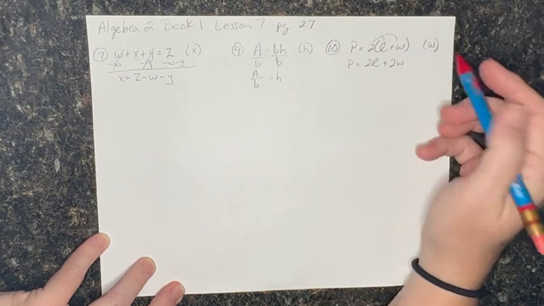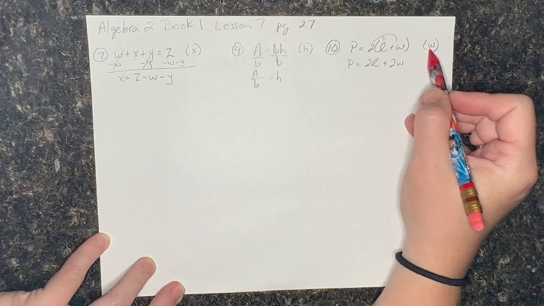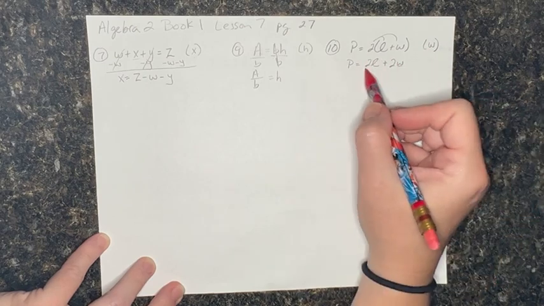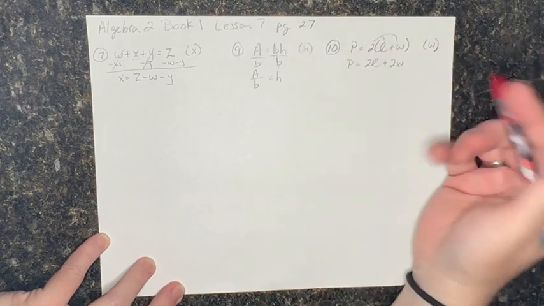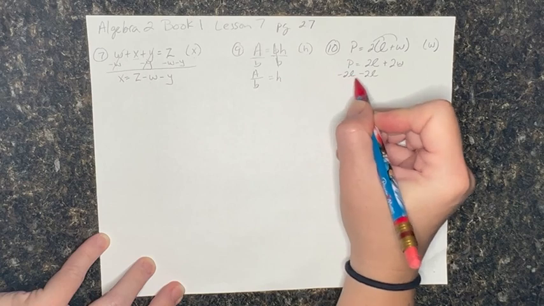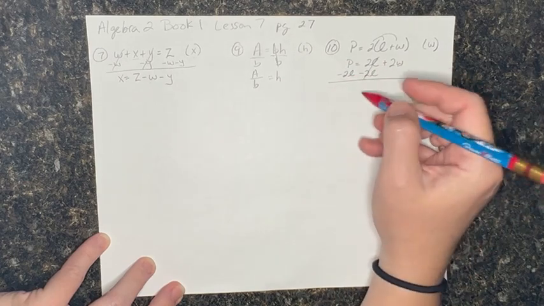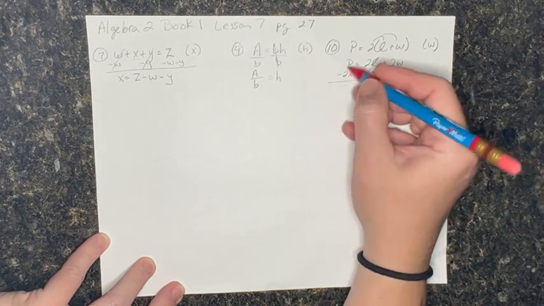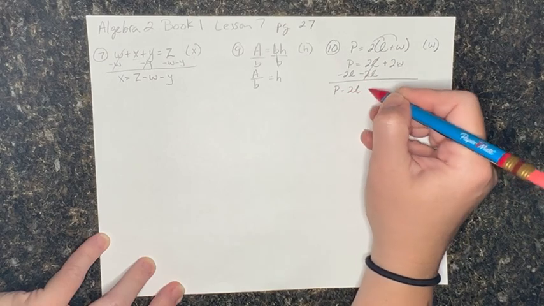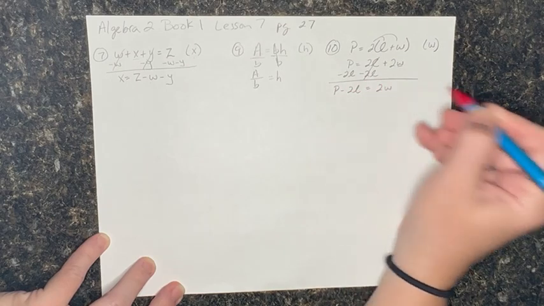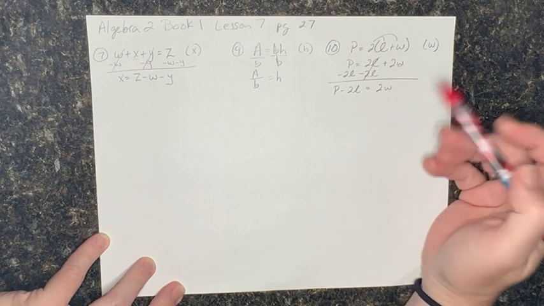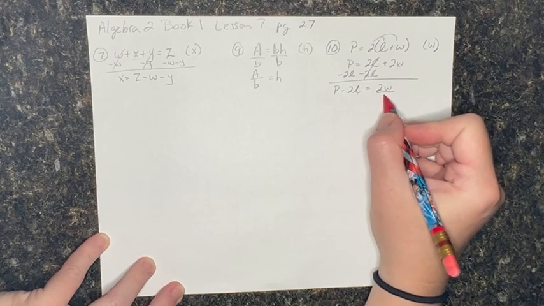I want to be very clear. Remember, we're solving for the width. We need to handle this outlier first. It's a positive 2L, so we need to do the opposite and subtract 2L from both sides, okay? 2L minus 2L is 0, so on this side we have the perimeter minus 2L is equal to 2W. Well, 2 is being multiplied by W. We need to do the opposite and divide.